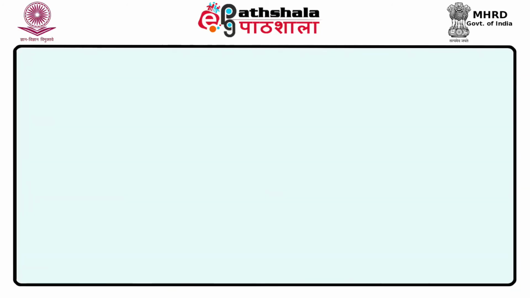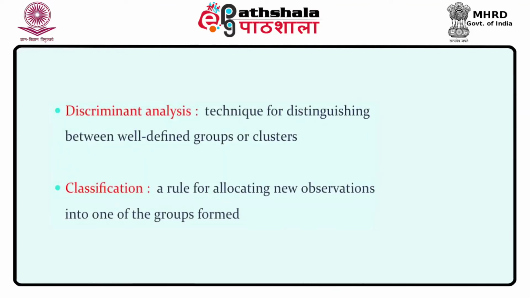To begin with, we first need to distinguish between discriminant analysis and classification rules. The technique for distinguishing between well-defined groups or clusters is referred to as discriminant analysis. So what it does is it separates observations into different groups and identifies the differences between these groups. So once we do the discriminant analysis part, we have the distinct clusters with their distinct characteristics.